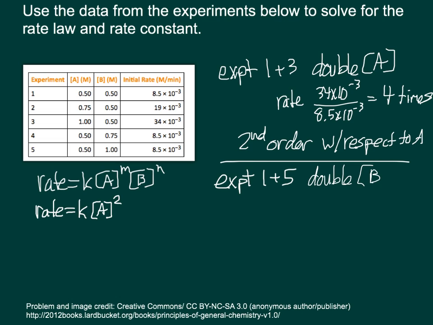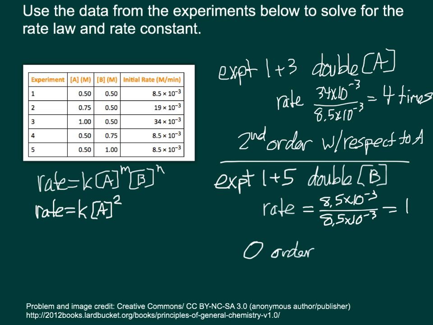In experiment 5, it's 8.5 times 10 to the negative third. Experiment 1, it's 8.5 times 10 to the negative third. So that ratio is 1. So when we double B, the rate is still the same. That means that B is not involved. So N is 0. It's zero order with respect to B. So our rate law is just rate equals K times concentration of A squared.